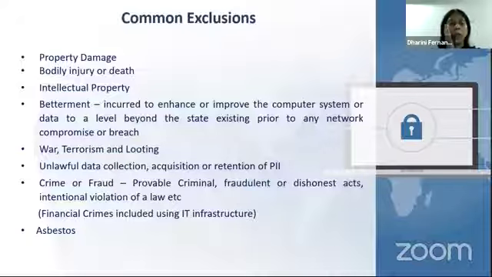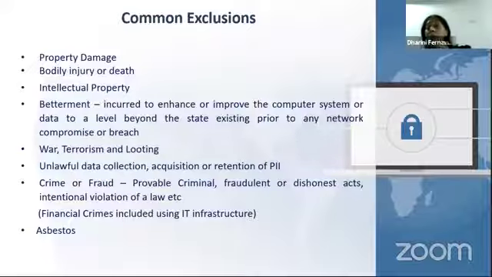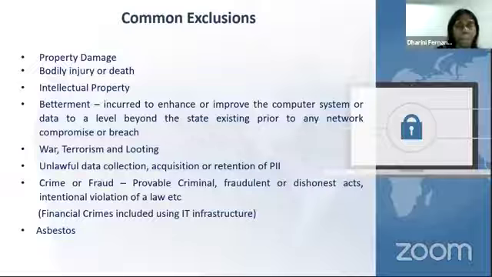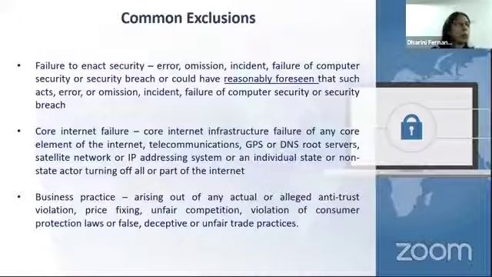Crime or fraud, any probable criminal, fraudulent, or dishonest act is not covered. Any intentional violation of laws is not covered. And financial crimes, including using IT infrastructure, are also not covered. Asbestos is a standard exclusion for all types of policies. Then failure to enact proper security measures in your systems, which could have been reasonably foreseen, will not be covered.